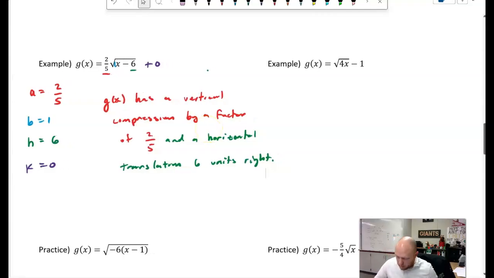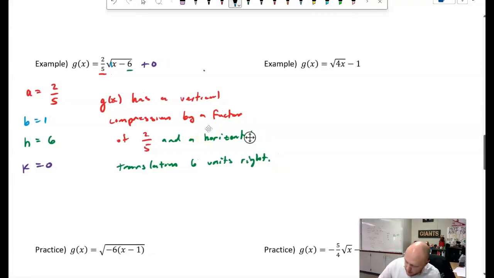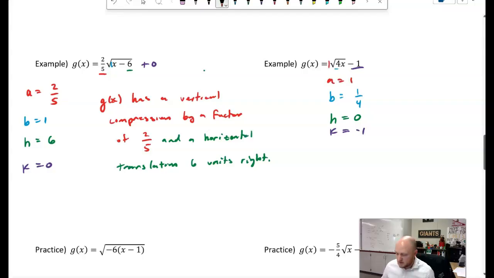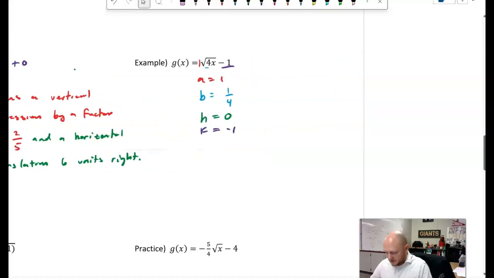All right, next example. On our next example, for this function, I see a B value. And that B value, remember, always take the reciprocal of B. 1/4. And then it looks like we have a K value that is -1. I do not have an H value. There's no H in there. And then my A value, again, is 1, since I don't have those.